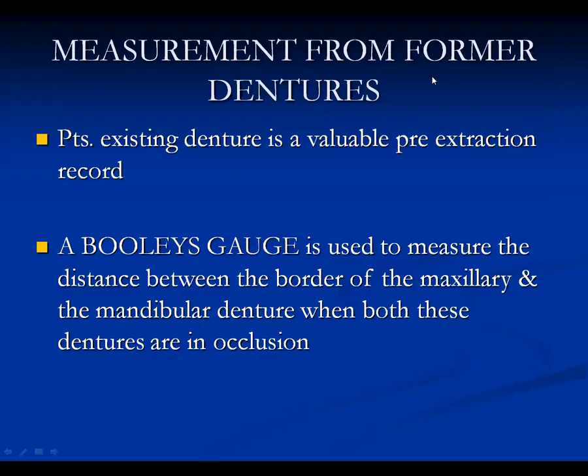Now, measurement from your previous denture. Why do we always take the history of dentures in recording cases? Because with the help of the previous denture, we can measure the vertical dimension of occlusion also. The patient's existing denture is a valuable pre-extraction record. A Boley gauge is used to measure the distance between the borders of the maxillary and mandibular dentures when both are in occlusion. And we can come to a conclusion for our vertical dimension of occlusion.